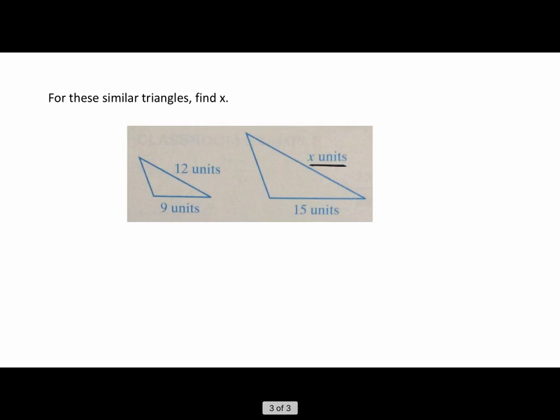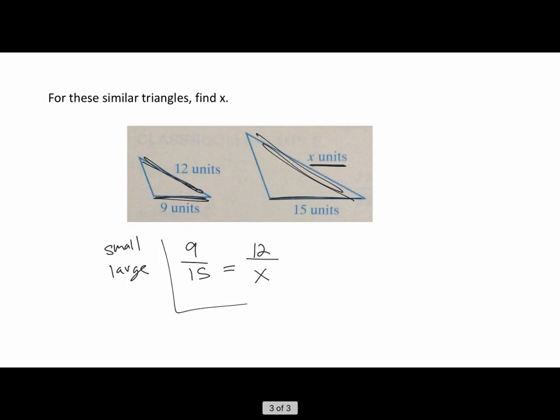So again, you can do this either way. Say I want to do small to large. Then 9 is to 15, as 12 is to x. That sets up my proportion here. And then I just need to take cross products to solve that. So I'll do 9 times x is equal to 15 times 12. And 15 times 12 is 180.